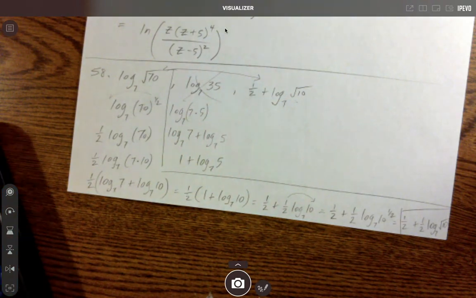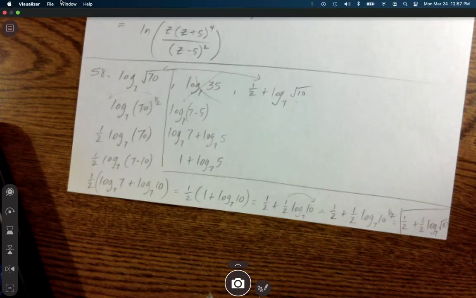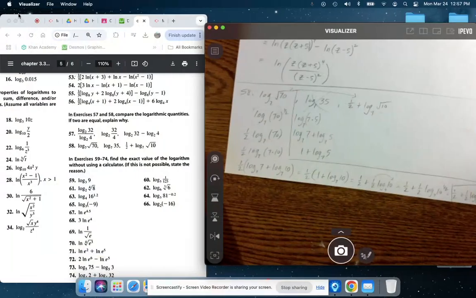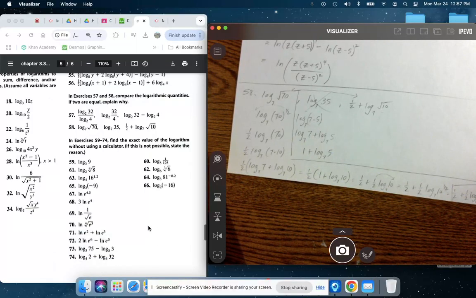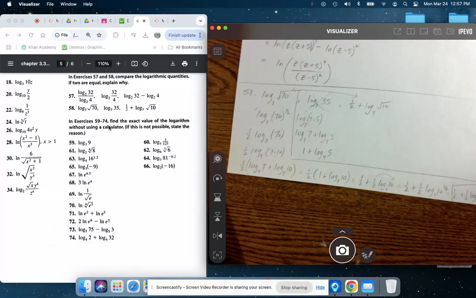So that's the idea, I think, behind these problem sets. I can't get this to look like this or to look like this, as far as I can tell. There may be a way. If I'm wrong and you figure it out, let me know. I'll give you some extra credit. All right, so that was 58. In the next section, it says, find the exact value of the logarithm without using a calculator. If this is not possible, state the reason.